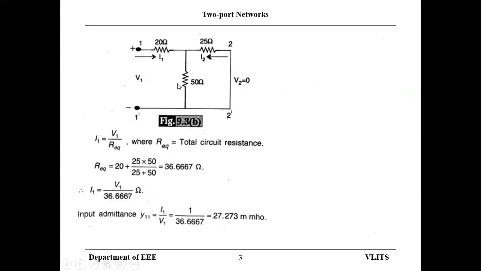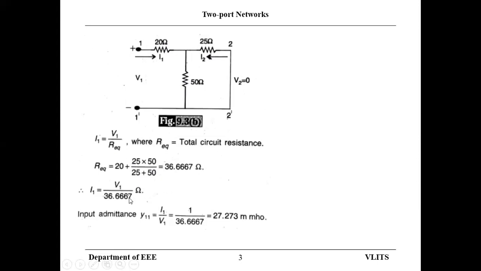So this is the equivalent network after V2 gets short circuited. Here, I1 is equal to V1 by the total equivalent resistance. The total equivalent resistance: these two are in parallel, that is 25 into 50 by 25 plus 50, and this parallel connection is in series with the 20 ohm resistor. So R equivalent is 20 plus 25 into 50 by 25 plus 50, which is 36.6667. Then I1 is equal to V1 by R equivalent.